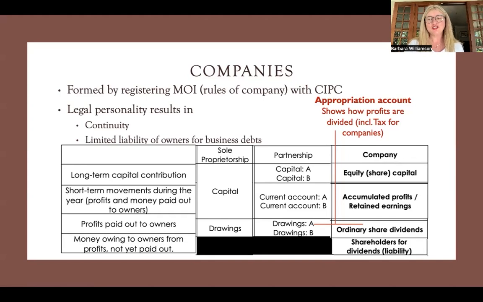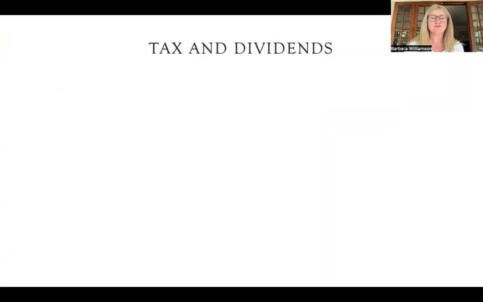Notice again, if you're going to start getting confused about different words, what is the difference between shareholders for dividends, share capital, ordinary share dividends? Look for the noun and the adjective. Shareholders for dividends, shareholders is the noun. We are talking about the owners. In other words, the people to whom money is owed, and that is how you determine that it's the liability account. For dividends is simply describing what shareholders we're talking about. It's the fact that we owe the shareholders their dividends.